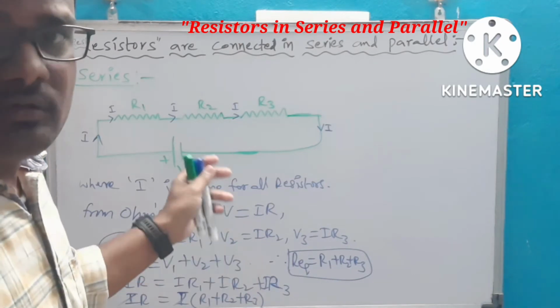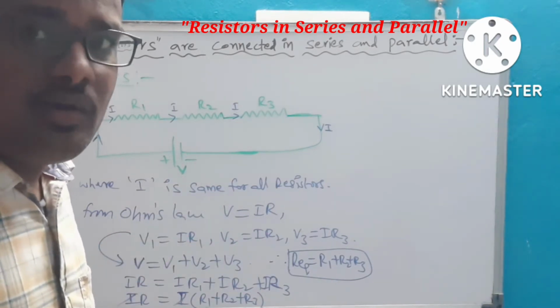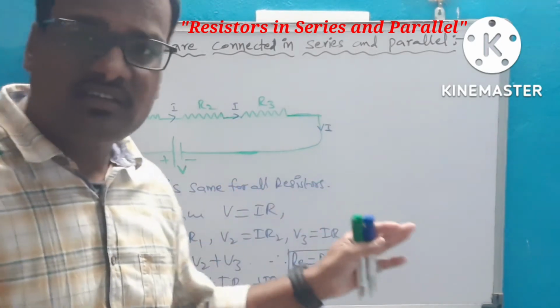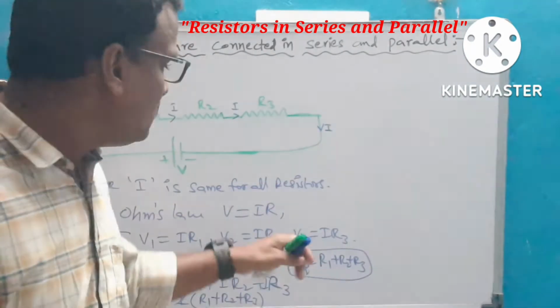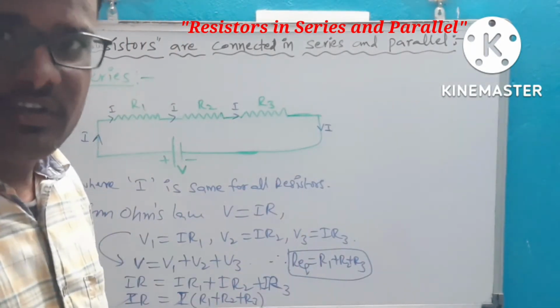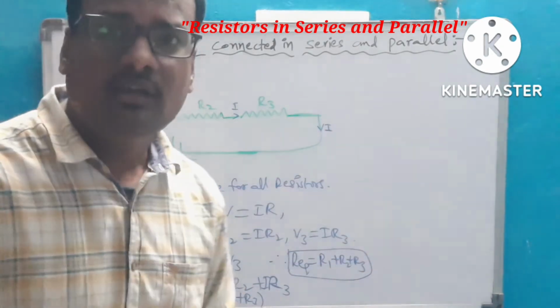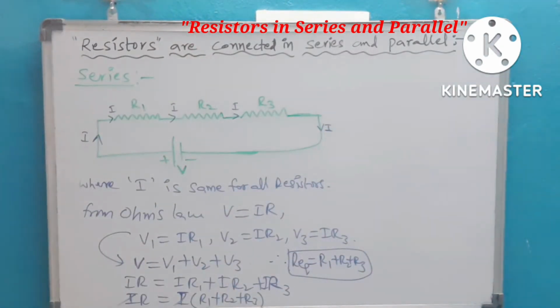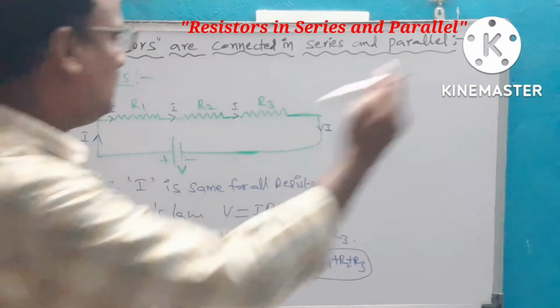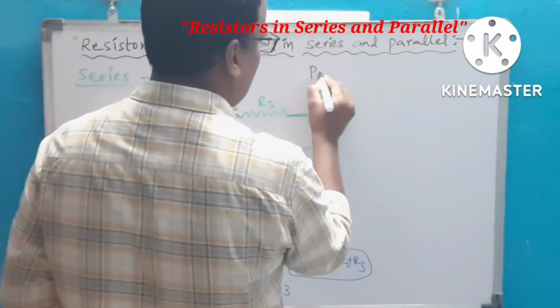Now we have to discuss the parallel combination. If the resistors are connected in parallel, which effective resistance equation do we get? Now we will derive it here for the parallel combination.